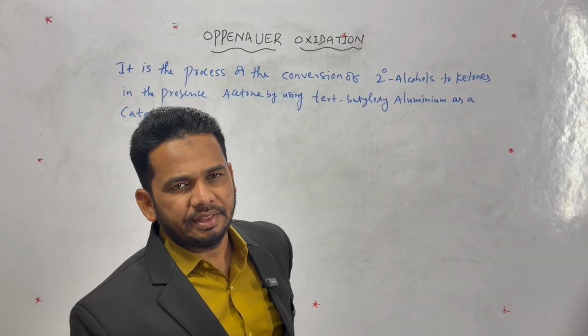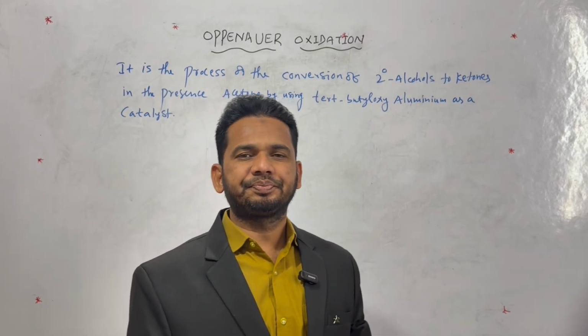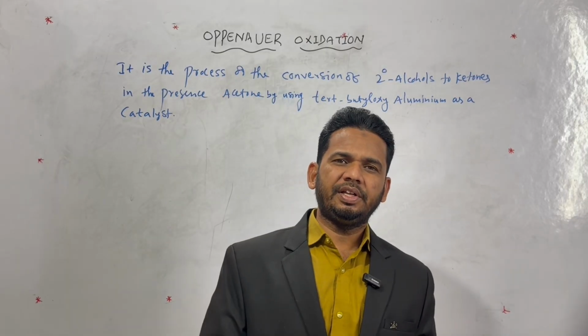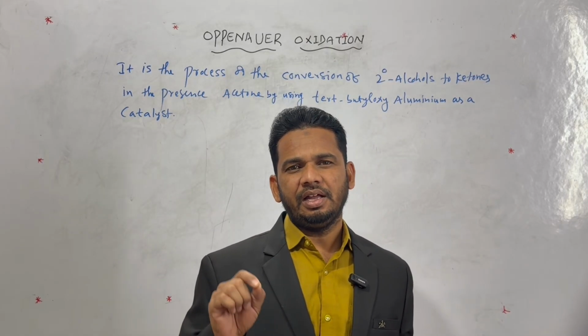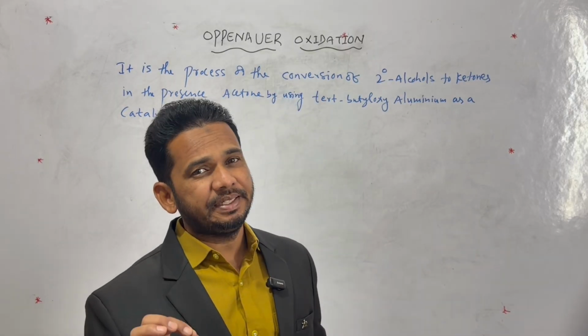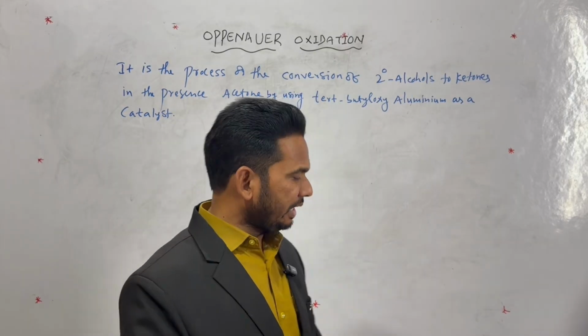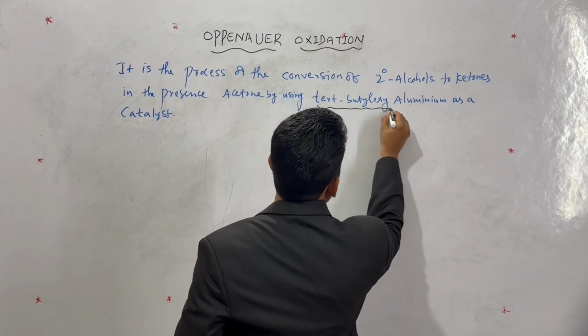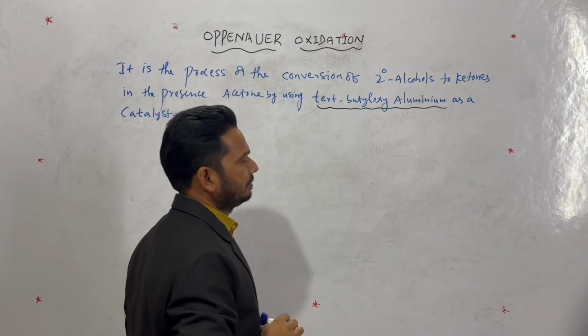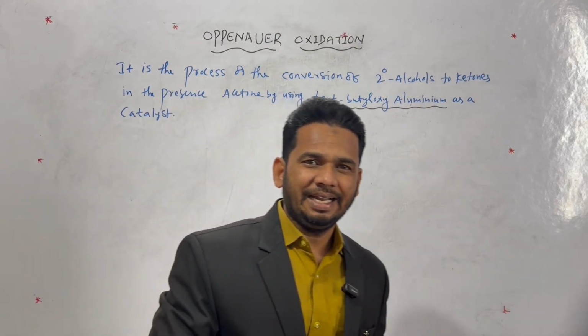Today we are going to discuss the Oppenauer oxidation. Oppenauer oxidation is, as I wrote in the definition, the conversion of secondary alcohols to ketones by the reaction with acetone, in the presence of a catalyst. The catalyst we are using here is tertiary butyl oxy aluminum. This is very important, as it is used as the catalyst.